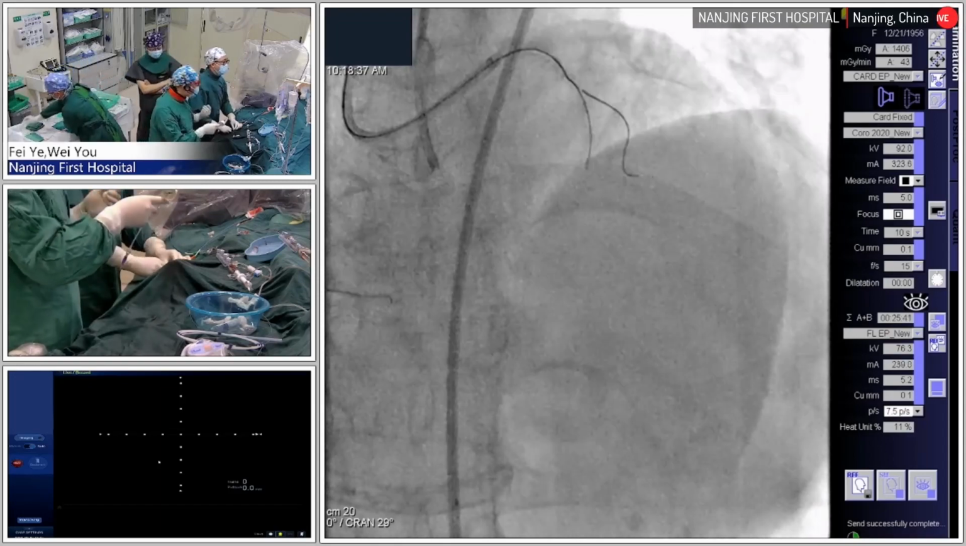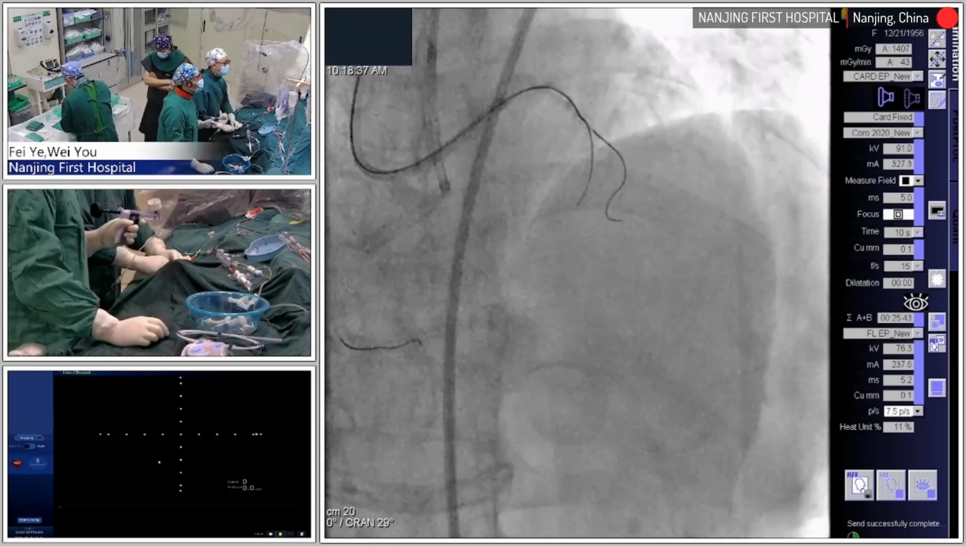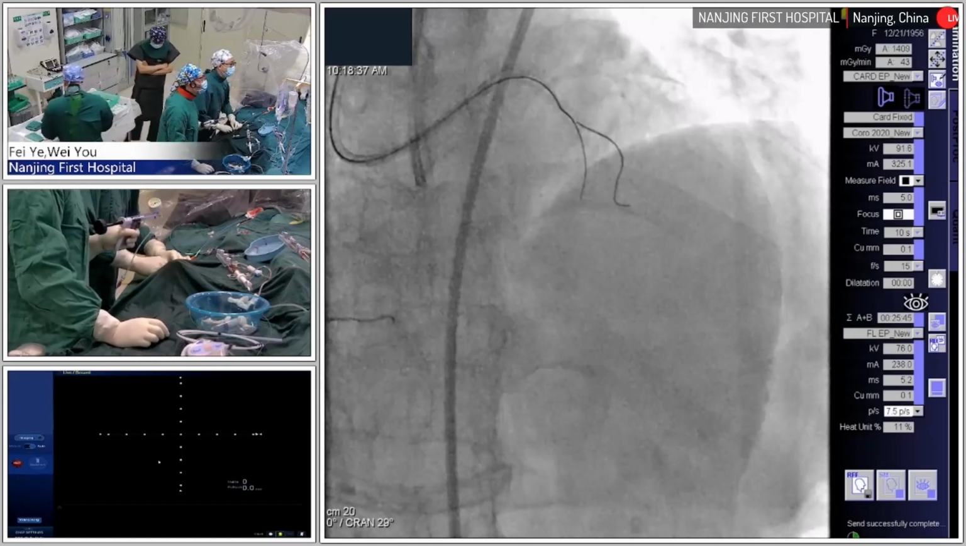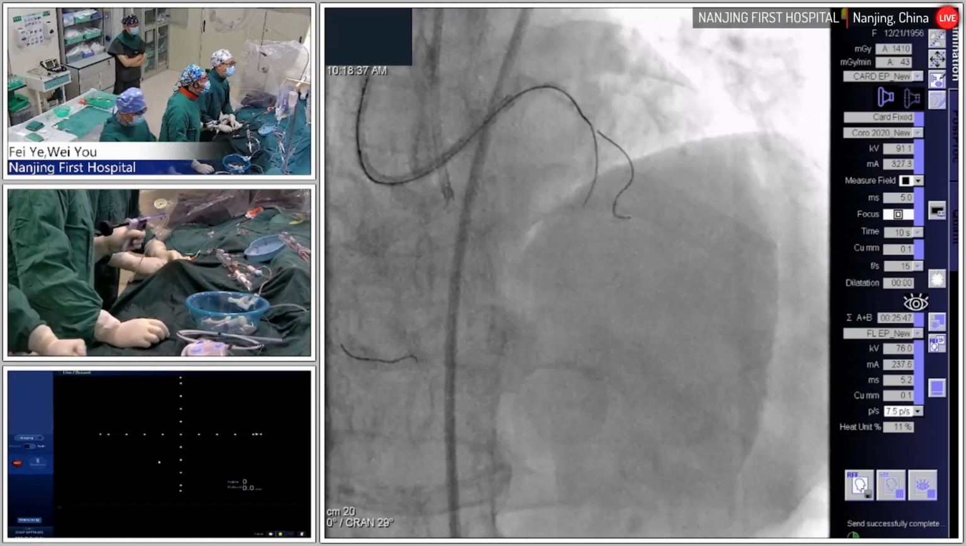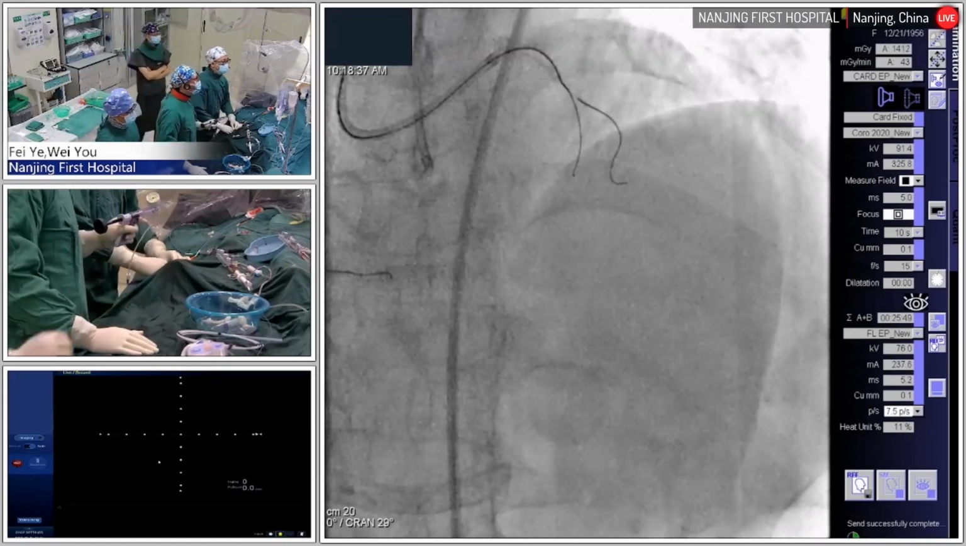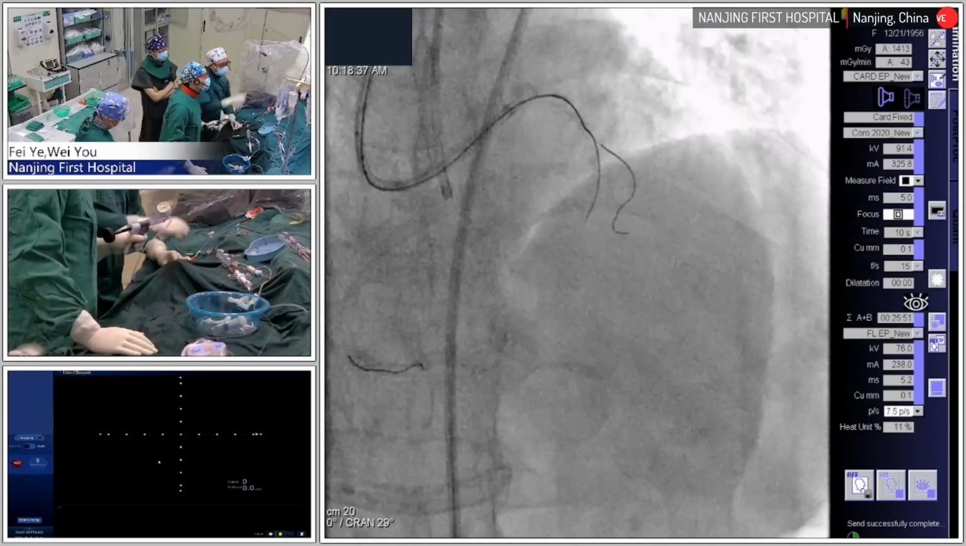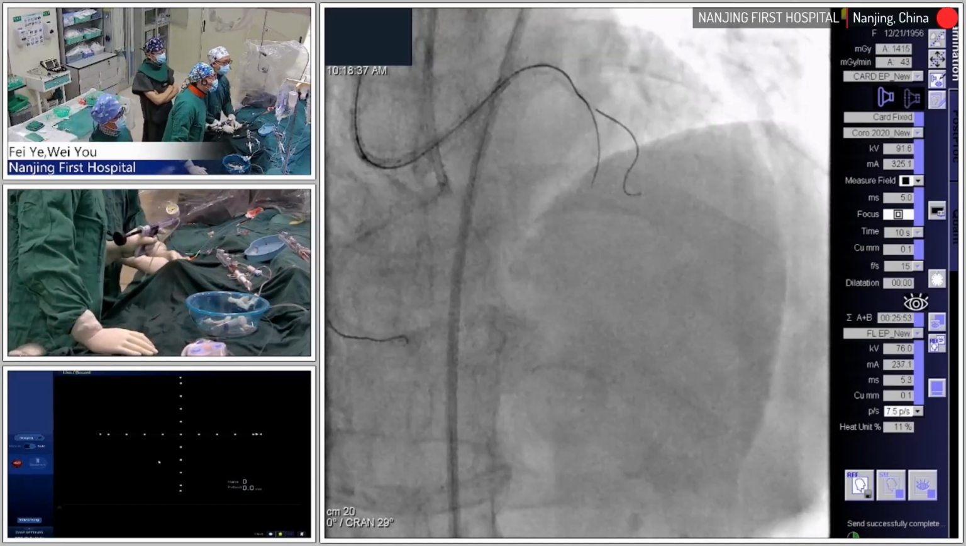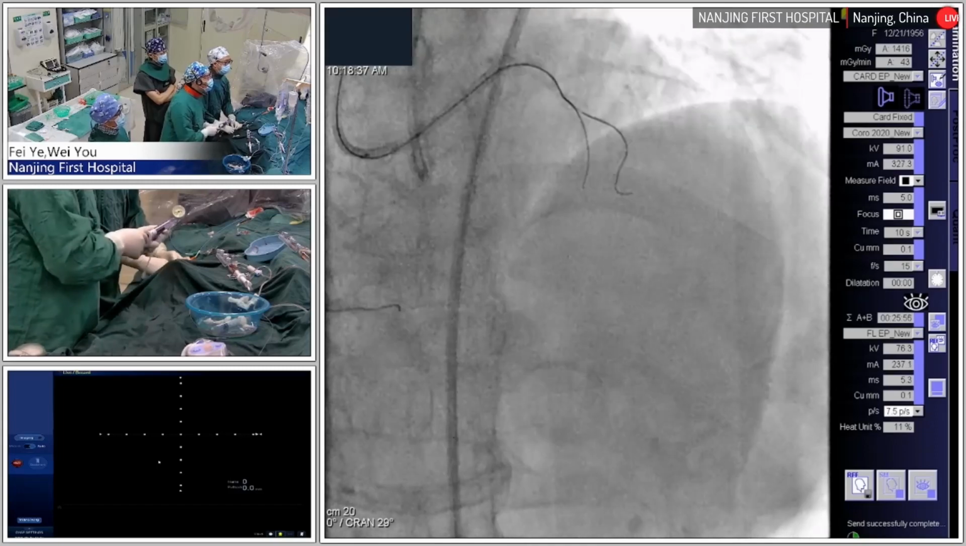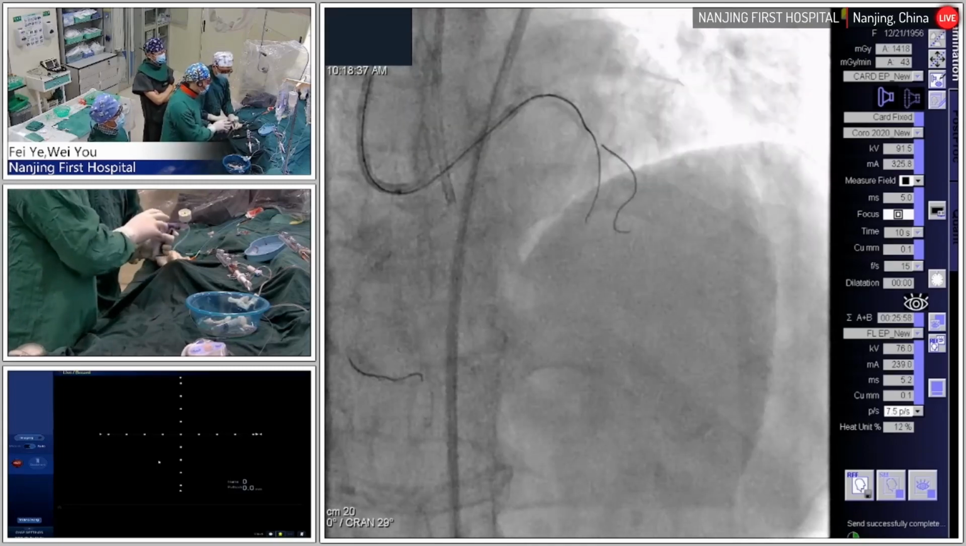This is a 7-French guiding catheter? Yeah, 7-French guiding catheter. We can use two microcatheters. Yeah. Just because the very sharp lesion there. The one microcatheter, I just feel go through. Okay. So CTO, I don't think will work. Great.